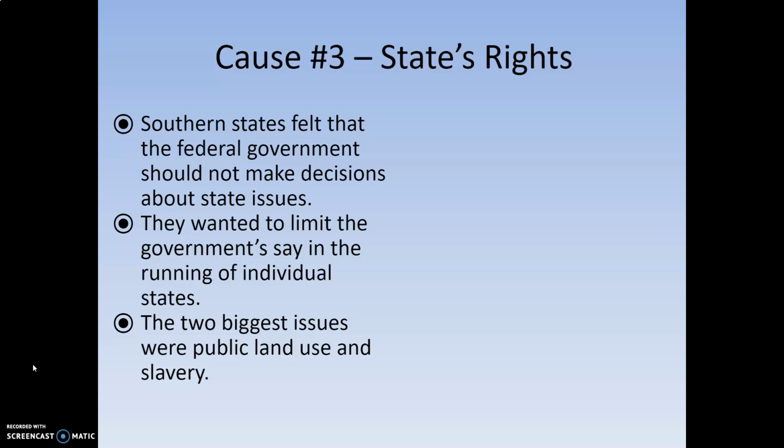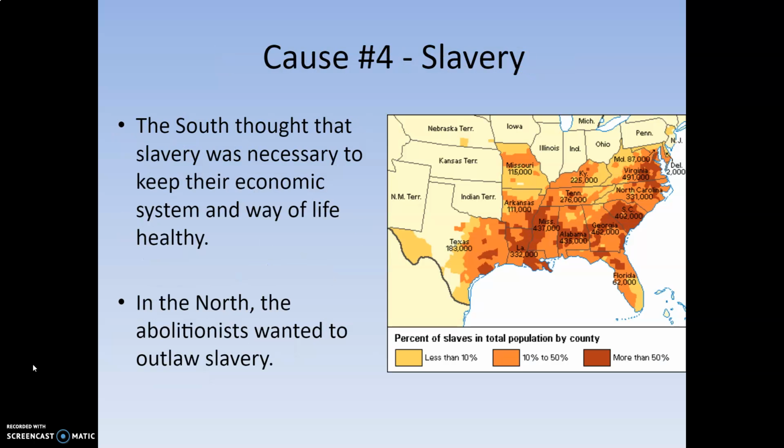States' rights. Southern states felt that the federal government should not make decisions about states' issues. They wanted to limit the government's say in the running of individual states. The two biggest issues were public land use and slavery. The South thought that slavery was necessary to keep their economic system and way of life healthy. Not so in the North, where abolitionists wanted to outlaw slavery.